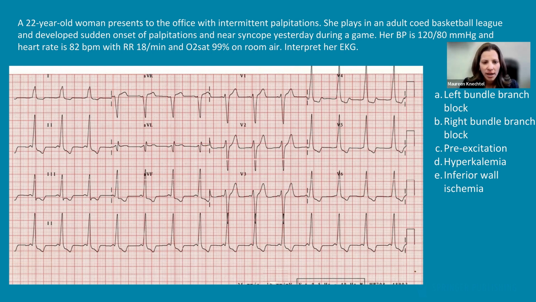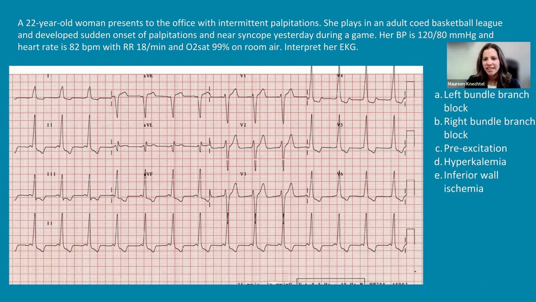That makes sense because we're getting through to the AV node faster than normal. Okay, so let's point that out. On this EKG, we've got a PR interval that is short. Definitely less than 120 milliseconds, which is going to be our normal cutoff. So that's step one. And then step two, why does the QRS look so wide?